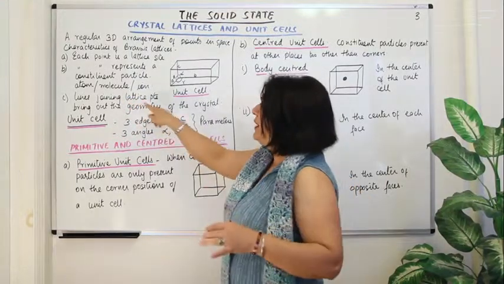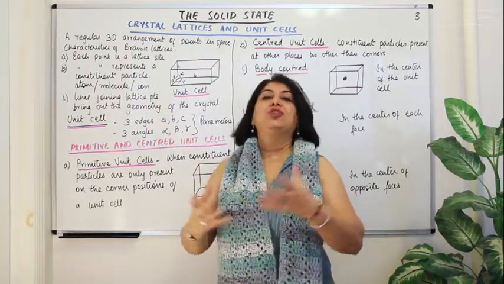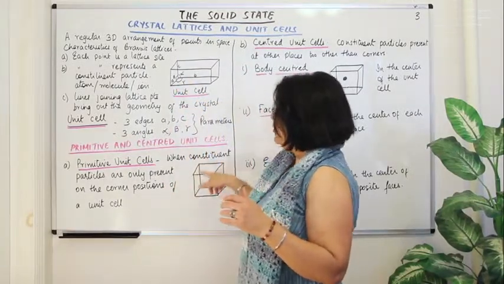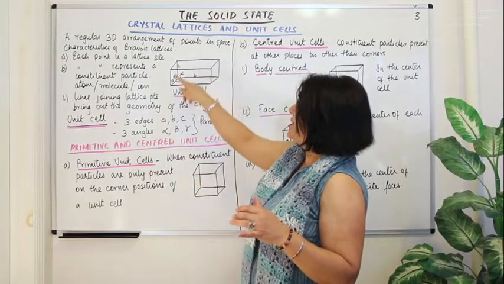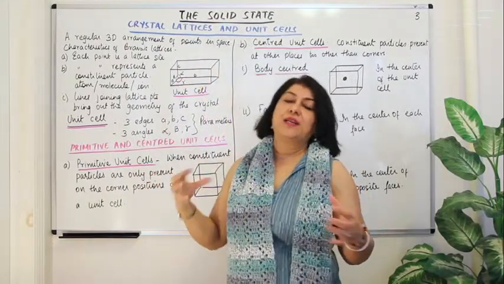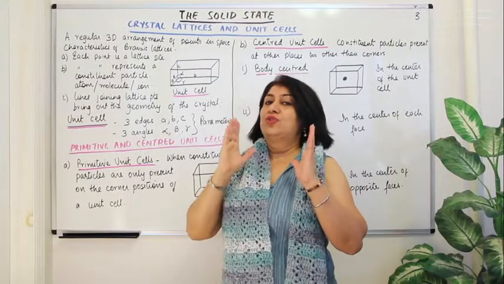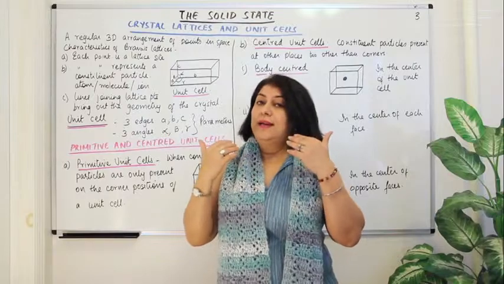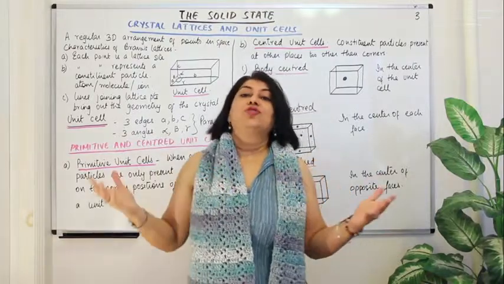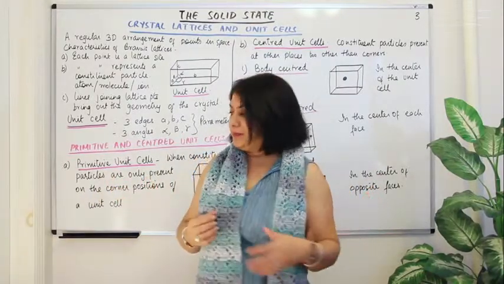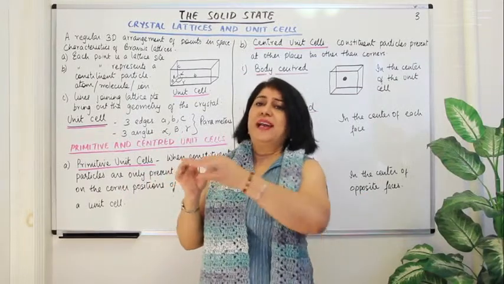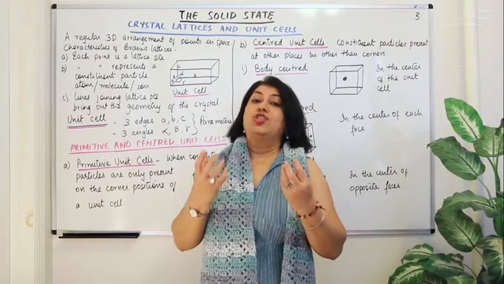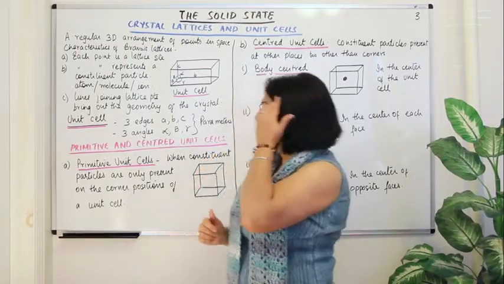And the lines joining the lattice points, they only bring out the geometry. If the lines are forming a cube of the particles, it's a cubic arrangement. If it's like a cuboid, it's a cuboidal arrangement. So the lines are only to make the geometry of the unit cell clear to us. In reality, these lines do not exist in the crystals. These lines are just imaginary lines joining the lattice sites to bring out the geometry of the unit cell.